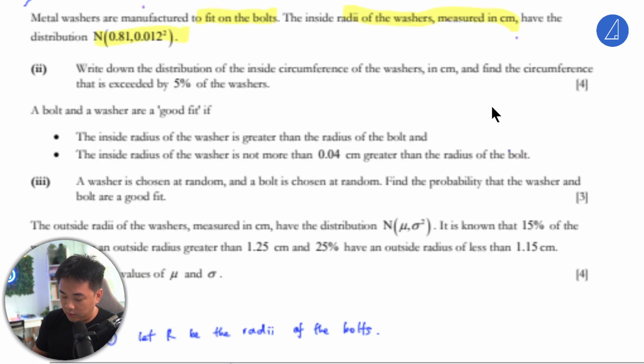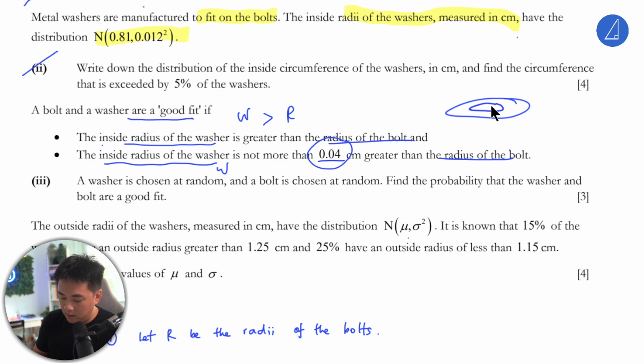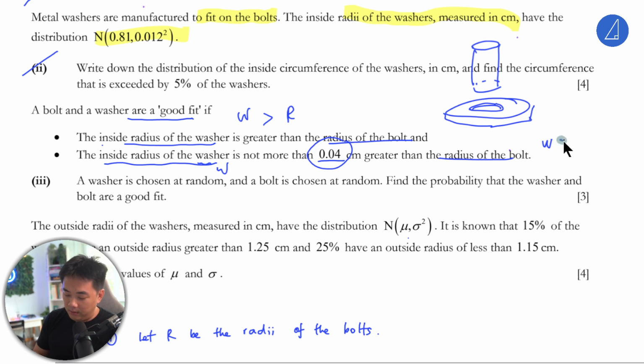So let's say this is the washer, as such. When the boat is over here, you have a boat like that. This is the boat going in. So essentially, you need the inside washer radius to be bigger than this in order for the boat to fit in. So in other words, W is greater, but W minus B cannot be more than 0.04.